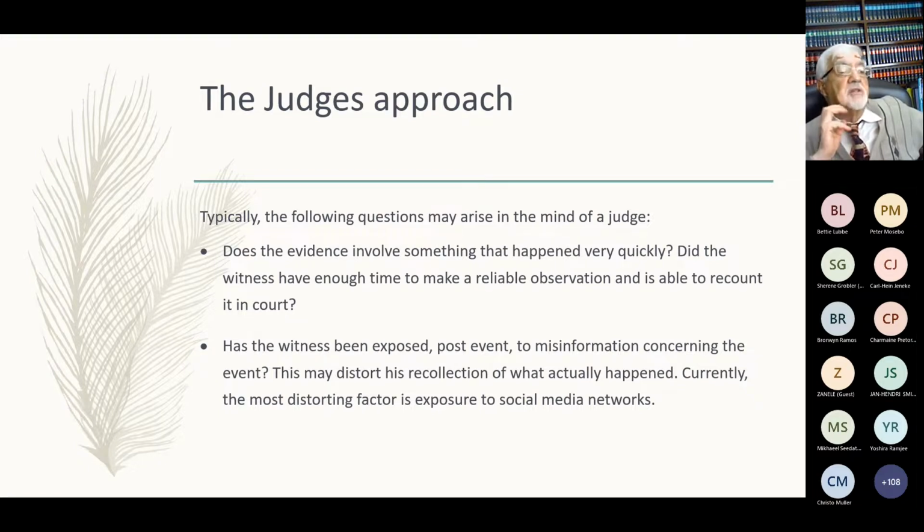Does the evidence involve something that happened very quickly? Did the witness have enough time to observe and recount? That is what judges call reliability of the evidence. How reliable is the witness? Did the witness have an opportunity to observe, to give a reliable account in court? Has the witness been exposed post-event to misinformation? This may distort his recollection.